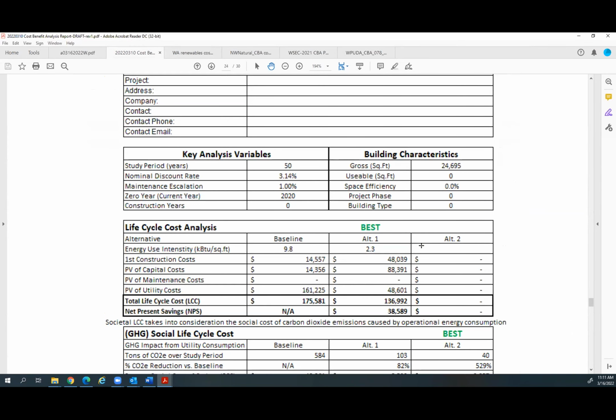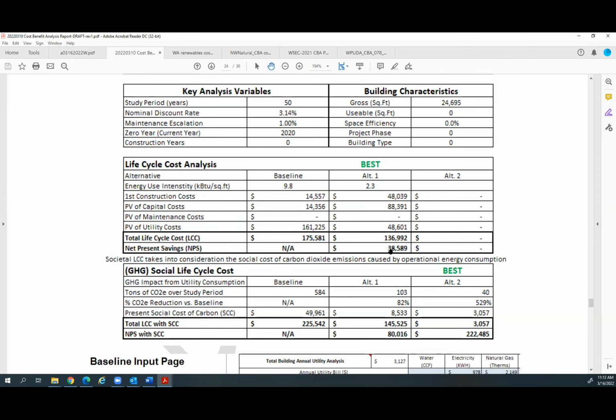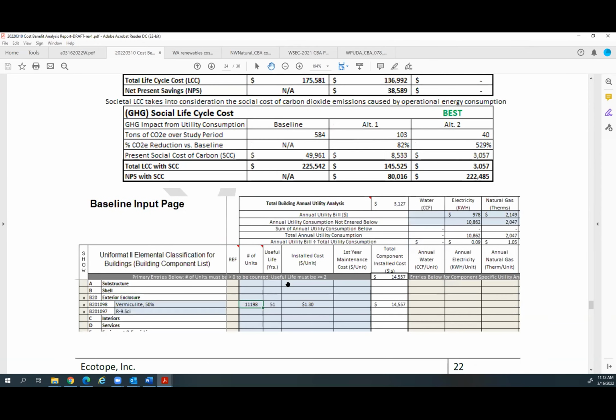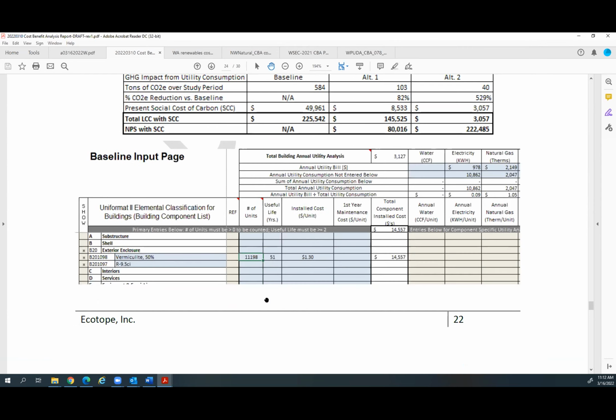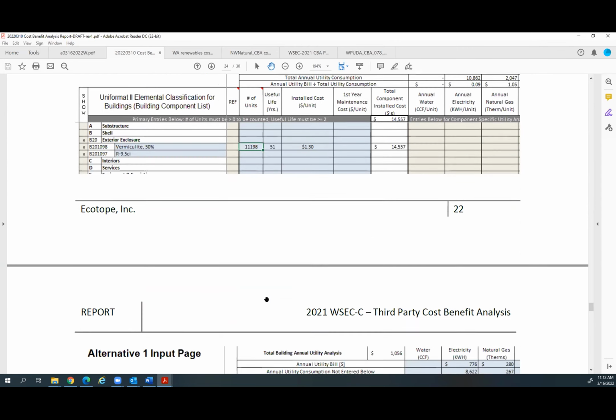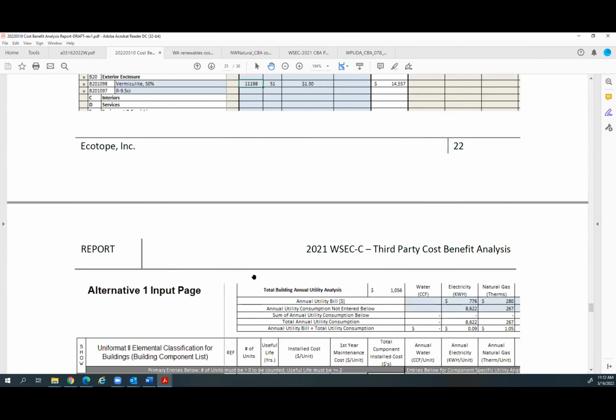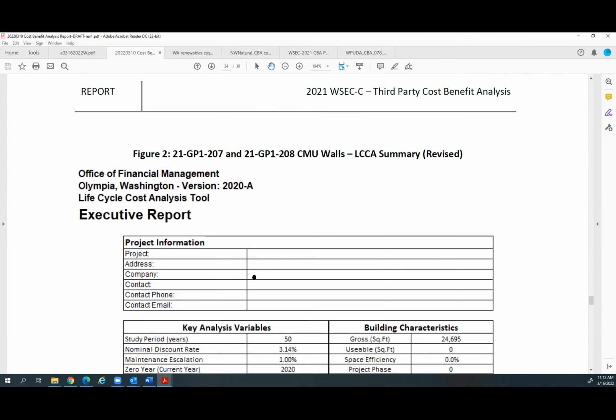So here it just says baseline, alt 1, alt 2, but if you scroll down directly below it, just to this next screenshot. Right here? One more. You can see this is the baseline input page, and this measure listed there says vermiculite 50%. It says number of units, and then it gives your cost. And then if you scroll down to the next one, you'll see alt 1 shows R9.5, so that's the rigid insulation.